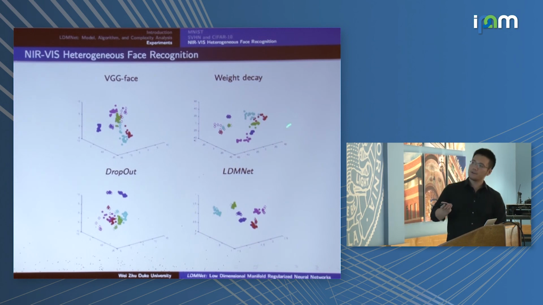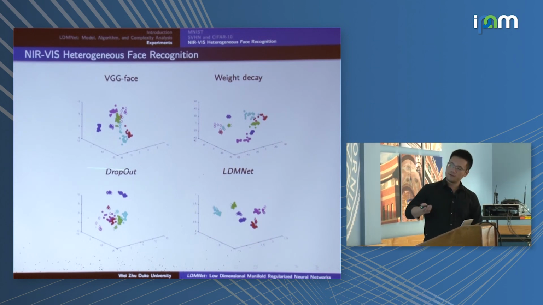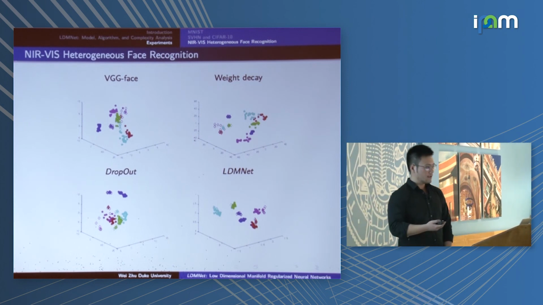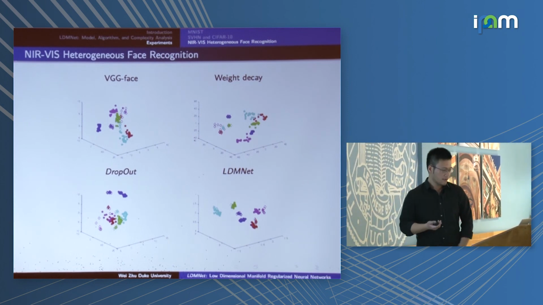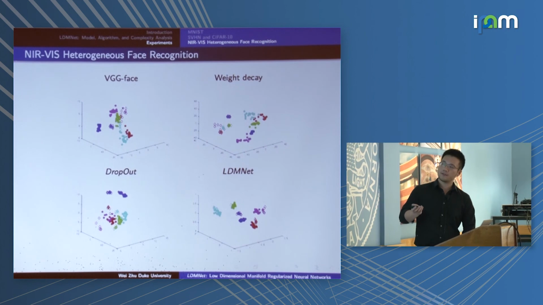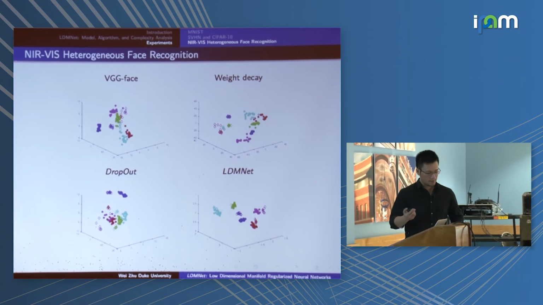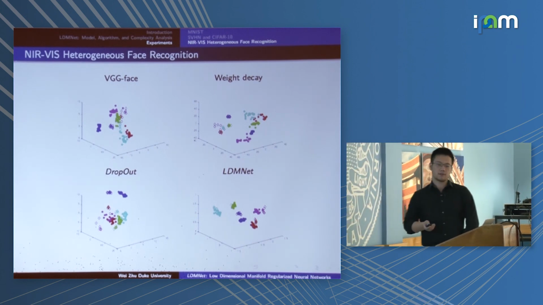And if you're using weight decay or dropout to regularize the embedding network, you can see it actually deteriorates because you're separating them even further. But if you're using LDMnet, it can, in some sense, push the features of different modalities into the same low-dimensional manifold. So the clusters are pushed much closer towards each other.